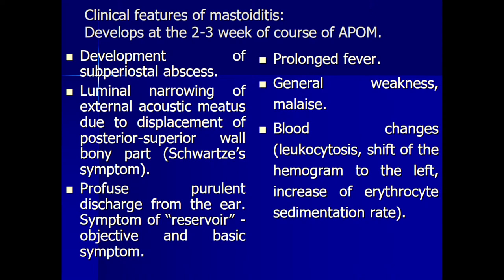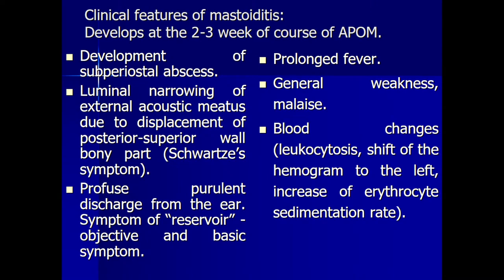Inflammation is mostly localized in the bony part. Pay attention to the bony part and its relation to the mastoid process. Profuse purulent discharge from the ear is the symptom of the reservoir, an objective and basic symptom. It shows that there is a lot of purulent effusion in the middle ear and mastoid process.